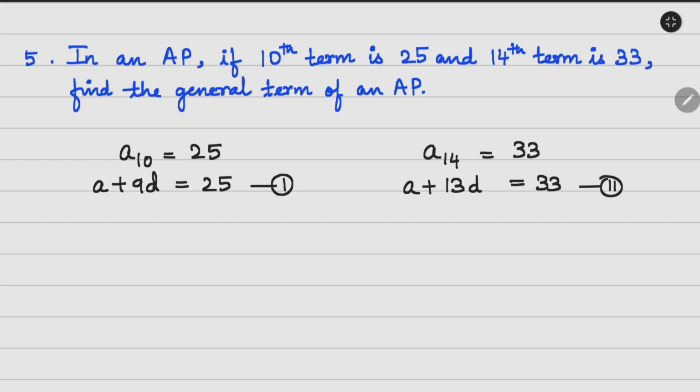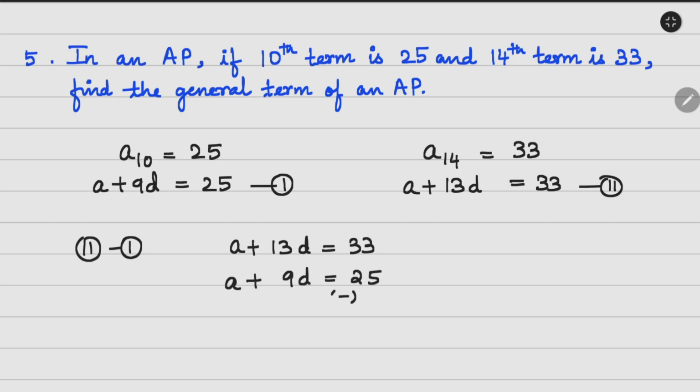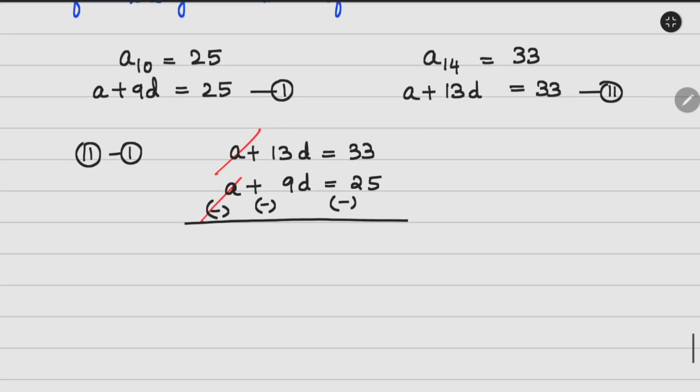Equation number 2. You have to just solve 1 and 2. Let us subtract. So equation 2 minus equation 1. So you have A plus 13D is equal to 33. A plus 9D is equal to 25. You are subtracting, so we have to change the sign. And then A minus A would get cancelled. 13 minus 9, it's again 4, so 4D is equal to 33 minus 25. It is 8. So what you're getting, D is equal to 2.